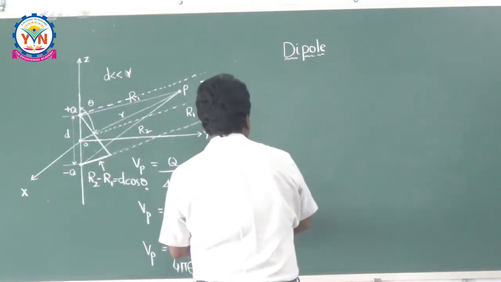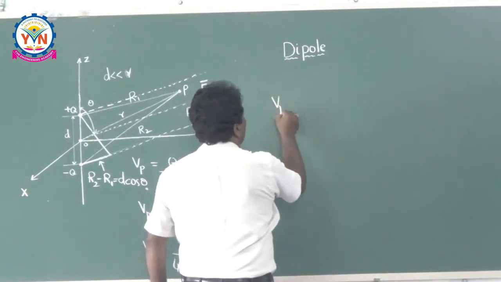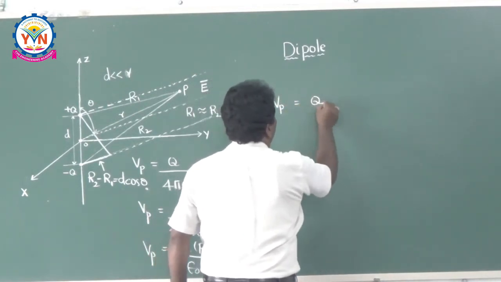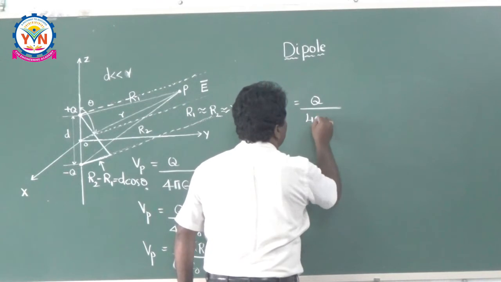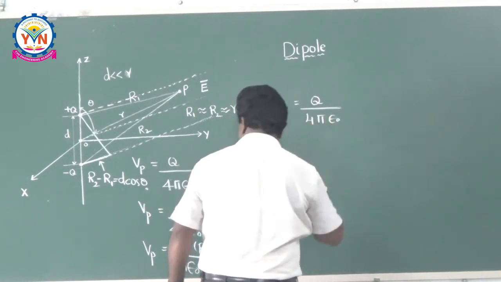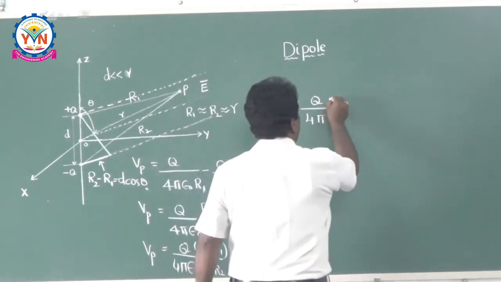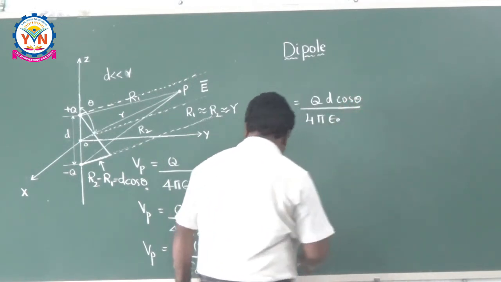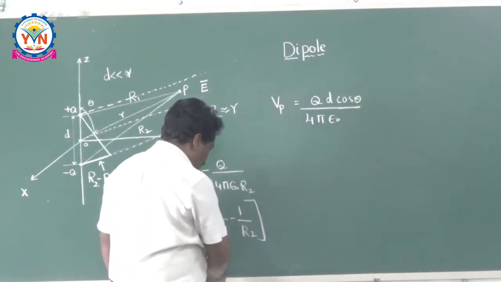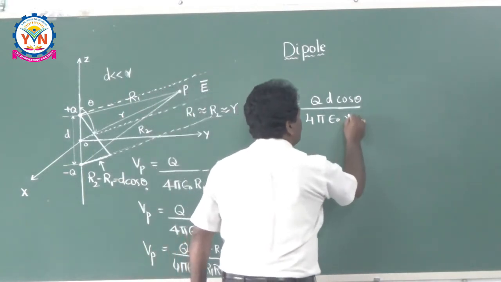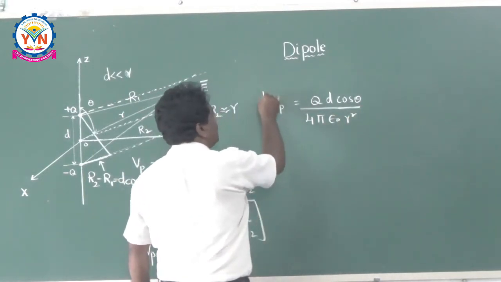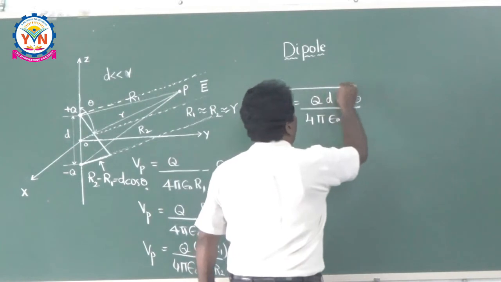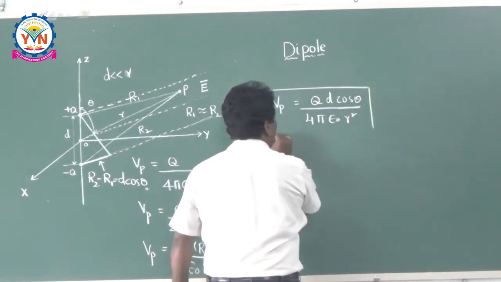V is equal to q by 4 pi epsilon naught into, what is R2 minus R1? d cos theta, so qd cos theta divided by, taking the approximation R1 is equal to R2, R square. This is the potential of a dipole at the point P.